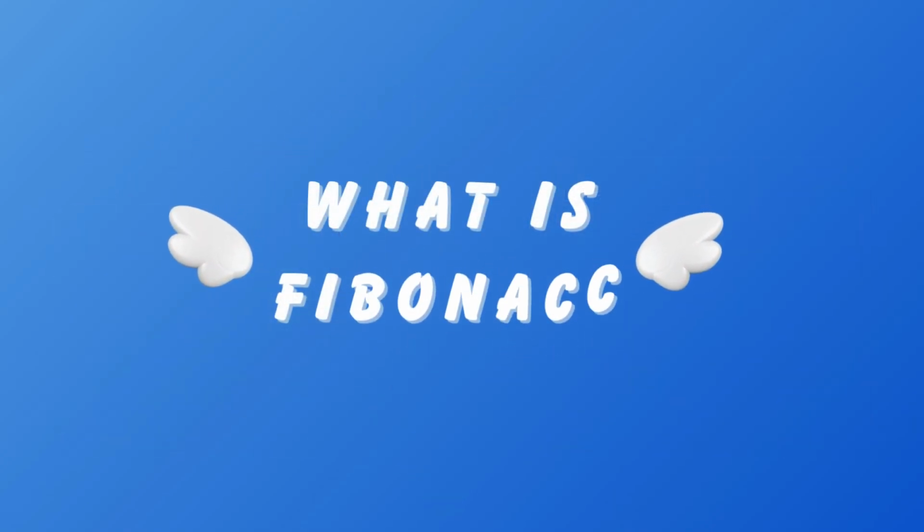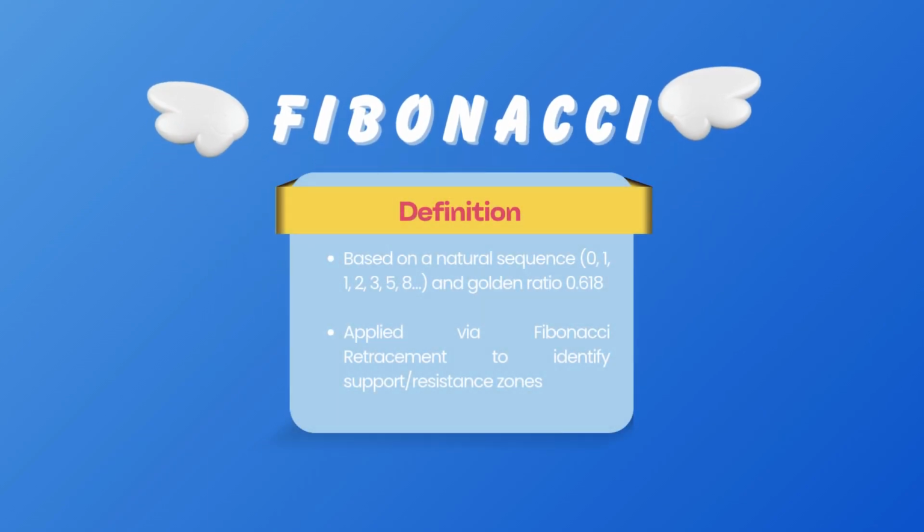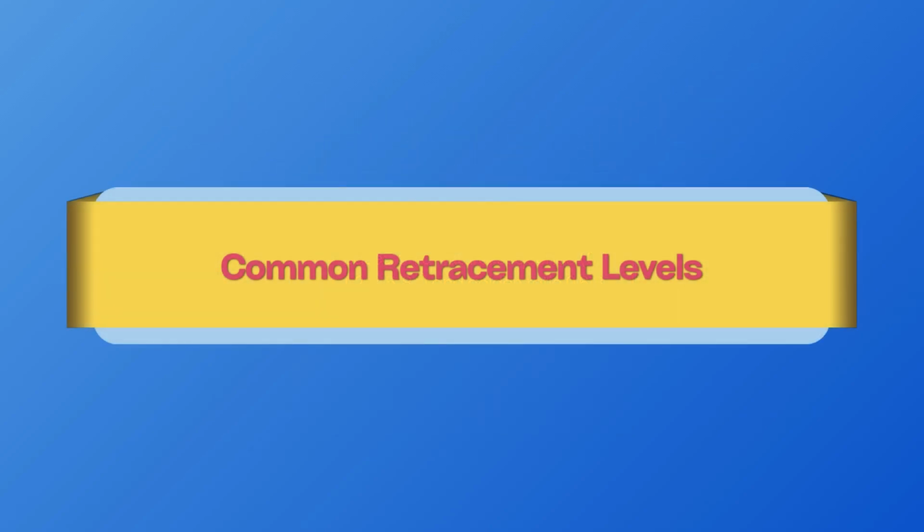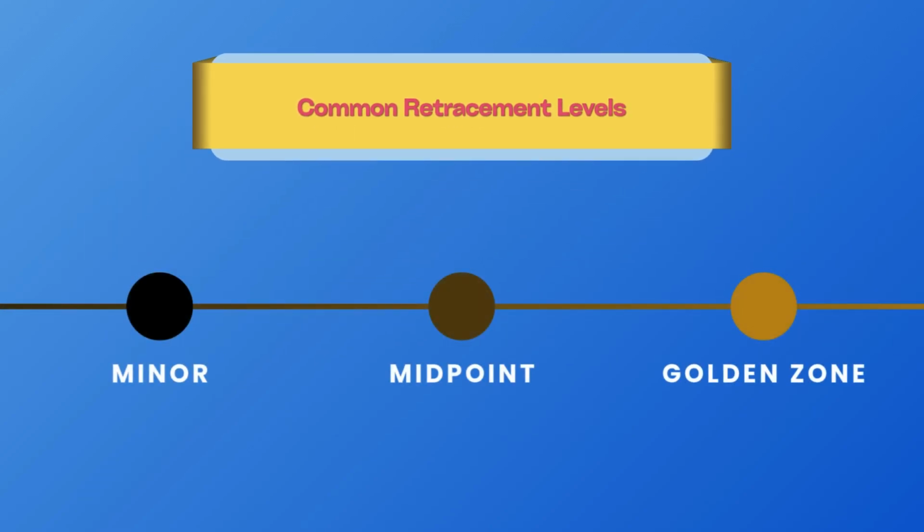The final topic covered by Sir Ashraf Arshad during our session was Fibonacci. What is Fibonacci? Based on a natural sequence 0, 1, 1, 2, 3, 5, 8 and so on, and the golden ratio 0.618, Fibonacci is applied via Fibonacci retracement to identify support or resistance zones. Let's move to the three main common retracement levels.